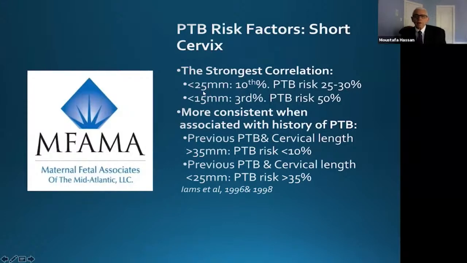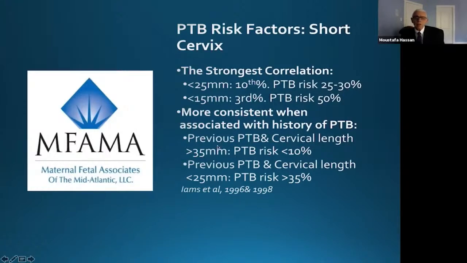So if we have a cervix less than 25 millimeter, 2.5 centimeter, that corresponds to about the 10th percentile. The preterm birth risk is 25 to 30%. It doubles to 50% if it is less than 15 millimeter, and that represents the third percentile. That's very important. Those two numbers are very important. You have to remember them by heart. It is even stronger and more consistent if it is associated with history of preterm birth. So previous preterm birth and cervical length together, very important.